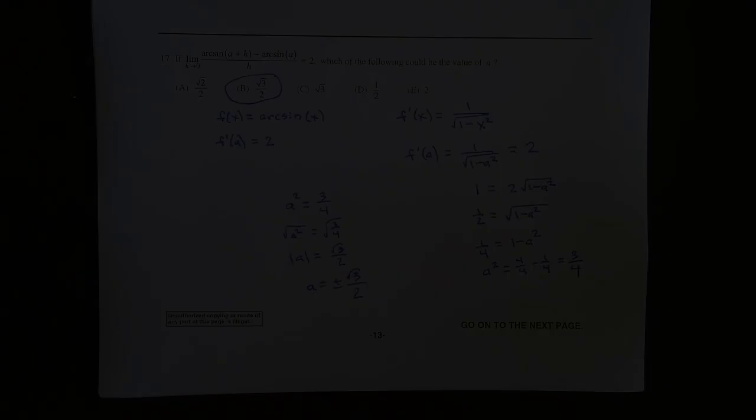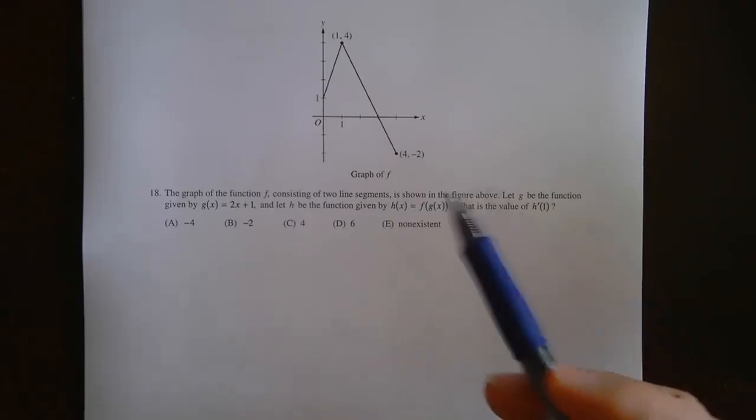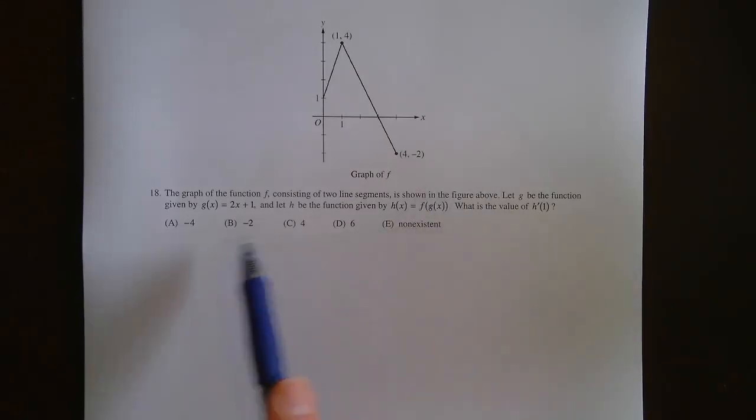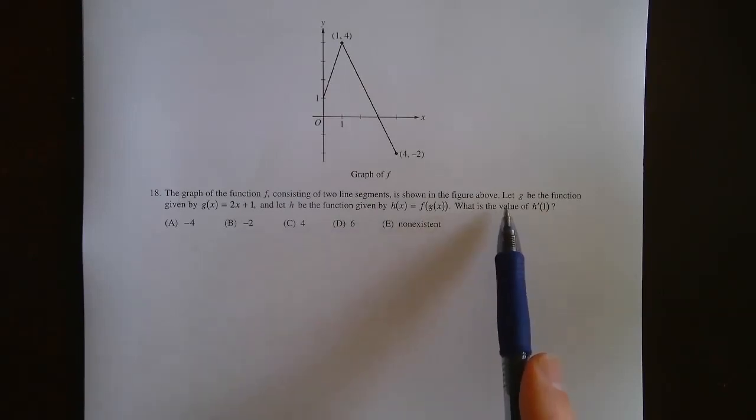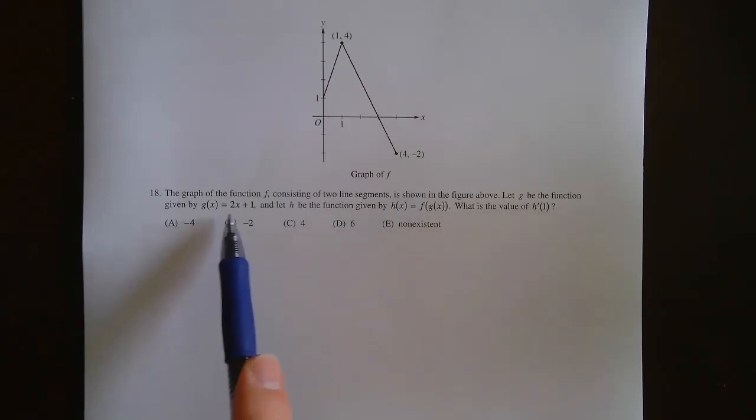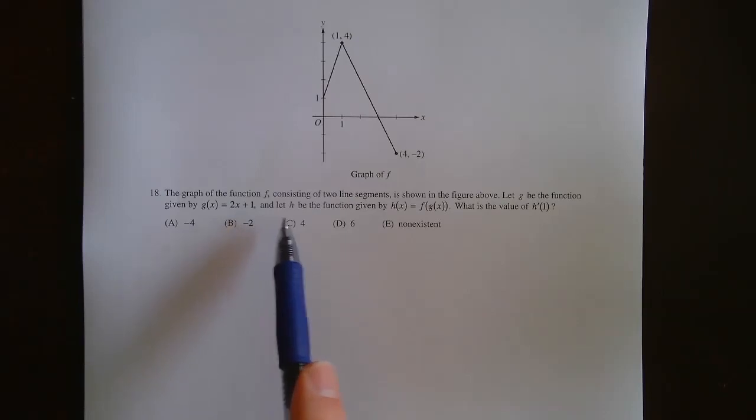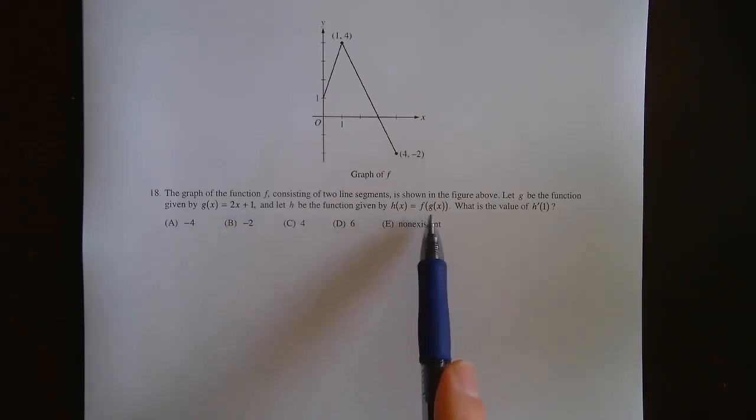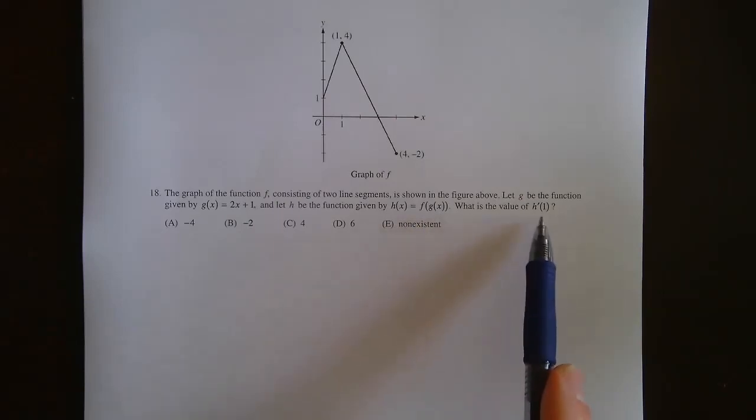Let's go to 18. So we're given the graph of f, and it consists of two line segments. Let g be the function given by g of x is equal to 2x plus 1, and let h be the function given by h of x is equal to f of g of x. What is the value of h prime of 1?